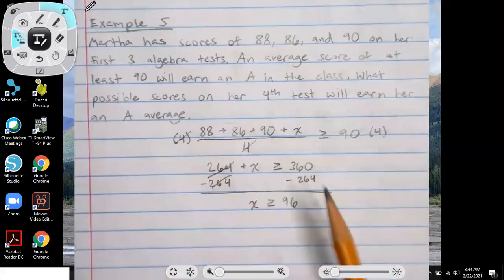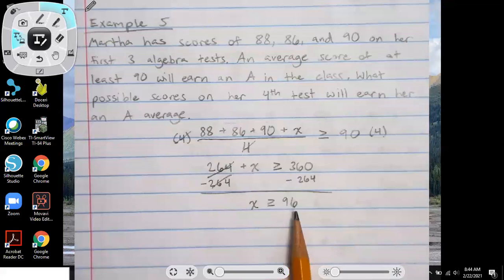So we said X was what she needed to make on her fourth test, or what her score was going to be on her fourth test. So solving this inequality tells us that in order for her to end up with an A average, she needs to make at least a 96 or higher on her fourth test. So that's what we'll write as our answer.